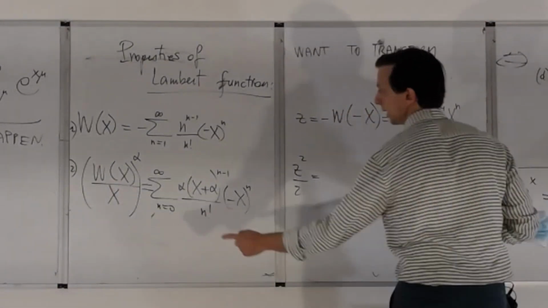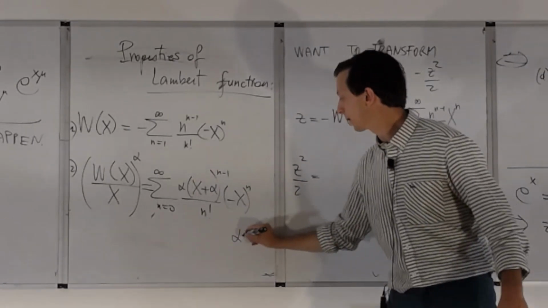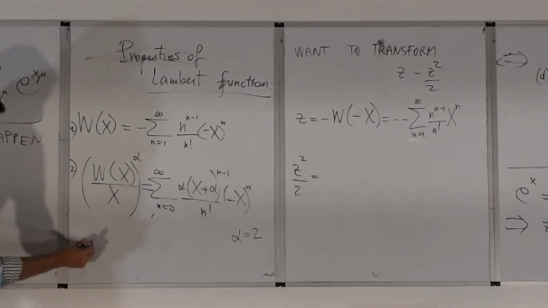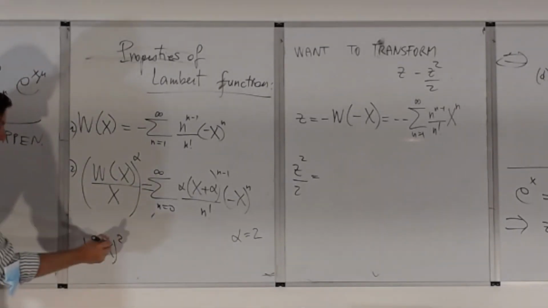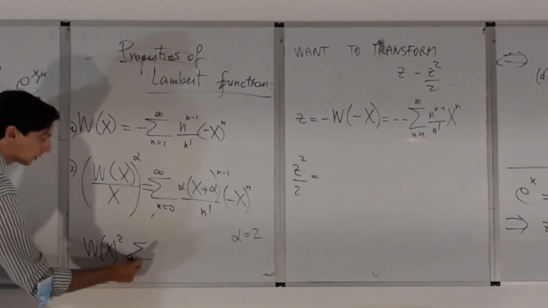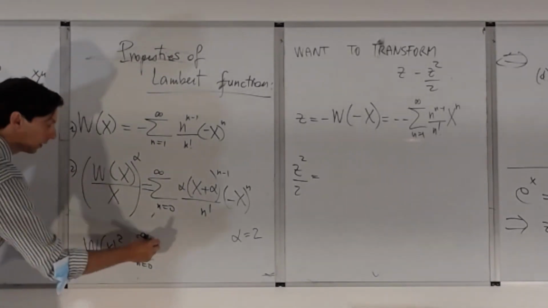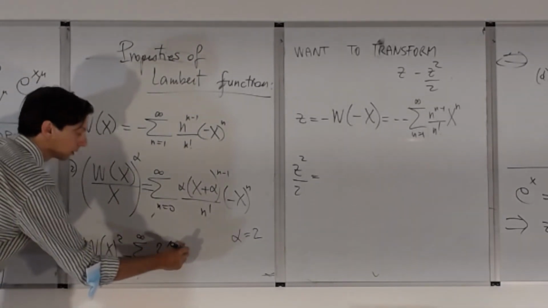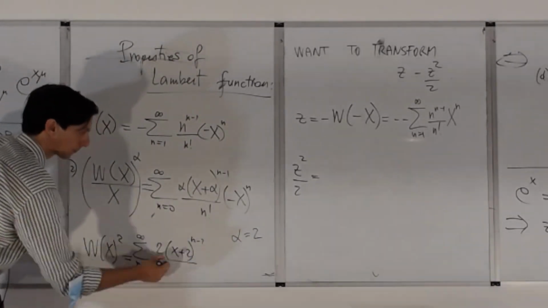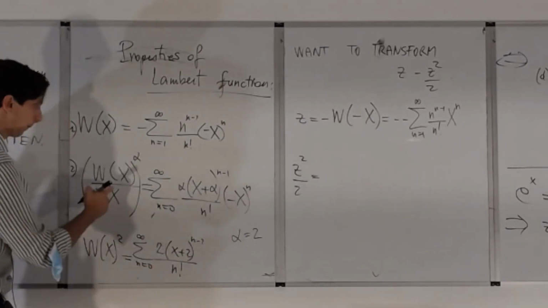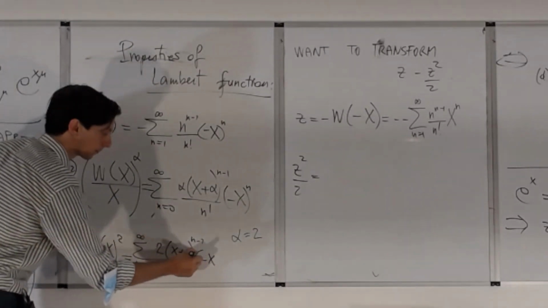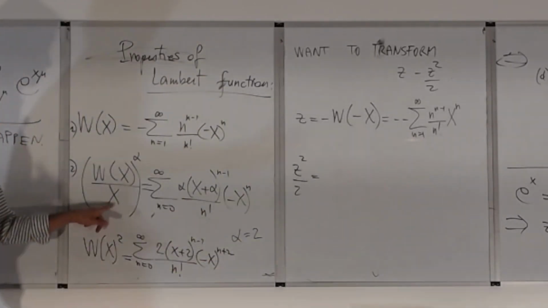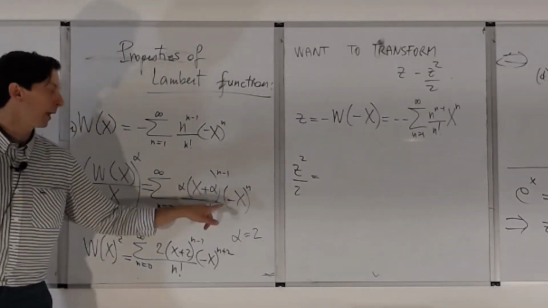Okay, so what is z squared over 2? Now I have to take this one with alpha equal to 2. So let me do it here. We know that the Lambert function to the power 2 is equal to the sum over n from 0 to infinity. Here I want 2, because alpha is 2. 2 times 2n plus 2 minus 1 over n factorial, minus x to the power n plus 2. Because this guy was at the denominator, I brought it inside the minus, and minus is plus, so I can do it.